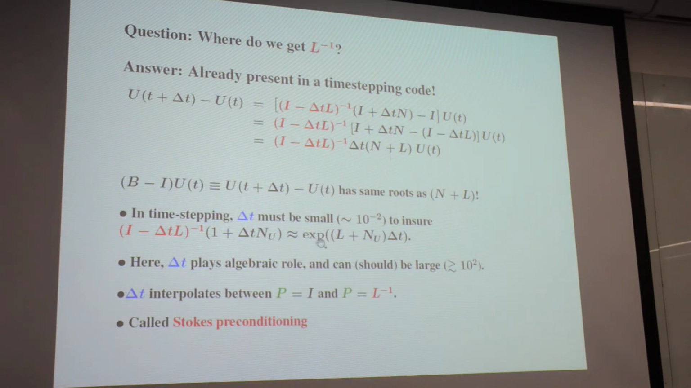Okay, so that's true, and you better not take a delta t that's too large, or it will not only not be a good approximation to the exponential, but it will blow up. We just said that several times. But all of that has that approximately equal sign.